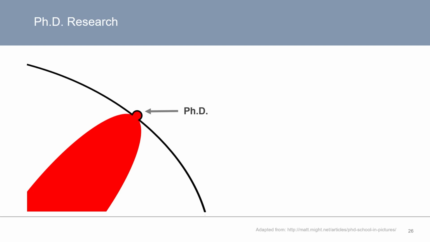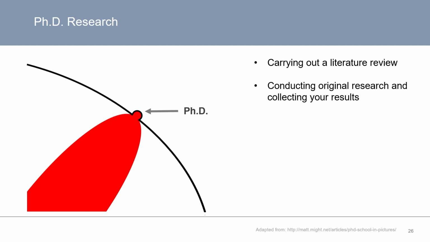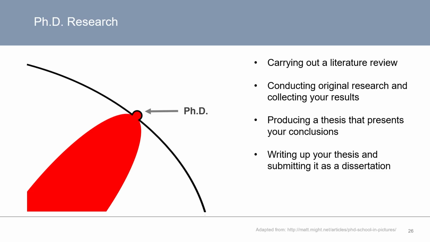If you're interested in making a career out of research, one of the major avenues is to start by getting a PhD. Making that dent on the boundary of human knowledge is a hallmark of what constitutes the achievement of a PhD degree. Additionally, earning a PhD typically involves the following: carrying out a literature review, conducting original research and collecting your results, producing a thesis that presents your conclusions, writing up your thesis and submitting it as a dissertation, and defending your thesis in an oral exam, both publicly and with a private panel of experts in your field.